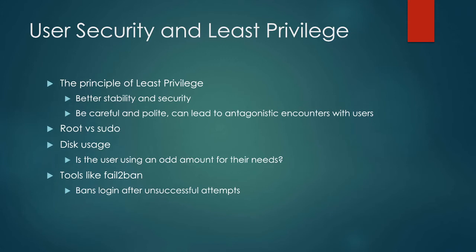Now, when we talk about user security, we want to talk about least privilege. The principle of least privilege means that you want to be careful to only give people privileges as they need them. This is a better way to do it, to make sure that you aren't giving people too many privileges that they shouldn't have, either because that can be more insecure for the system or concerns can arise if they have more access than they should.